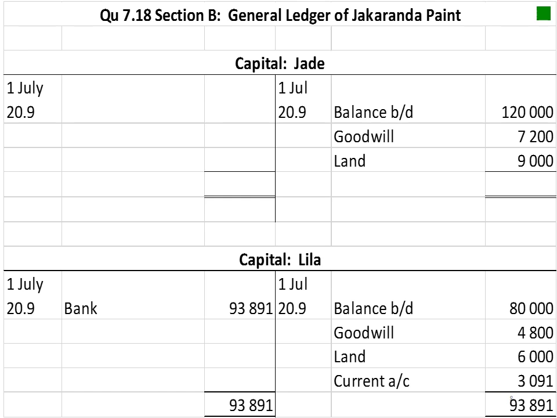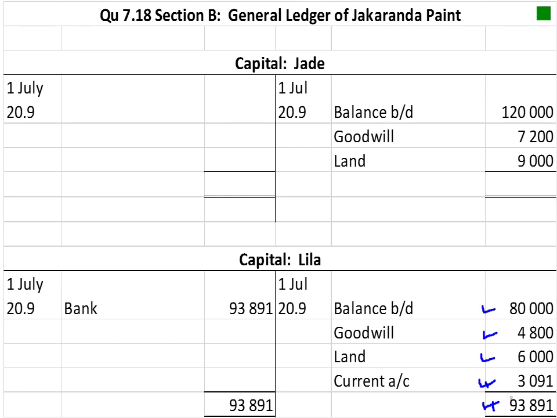What we then do is we work out the credit amount here is 93,891. So we're going to pay Lilla the 80,000 back that she contributed. We're going to give her 4,800 for her portion of the goodwill that was created while she was a partner. We're going to give her 6,000 for her portion of the increase in the value of the land while she was a partner. And we're going to pay out the balance on her current account, which is all the profits, the salaries, the interest and so on, that hasn't yet been paid out to her. So the 93,891 represents the full amount that's due to her.